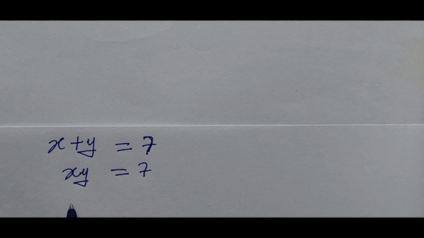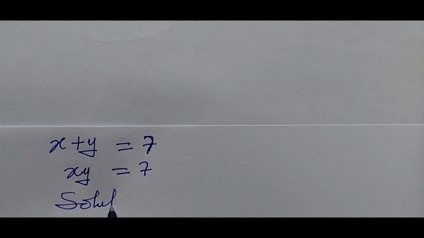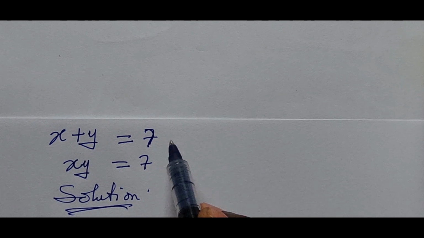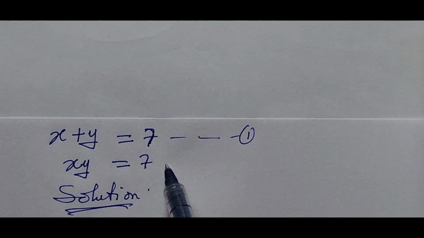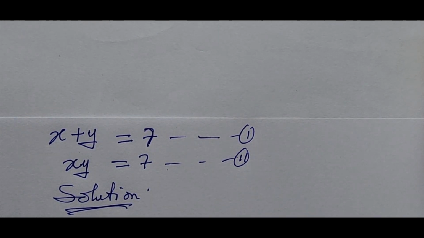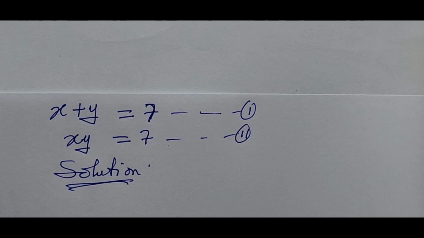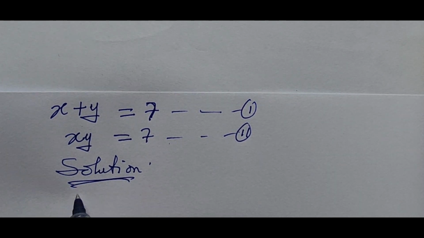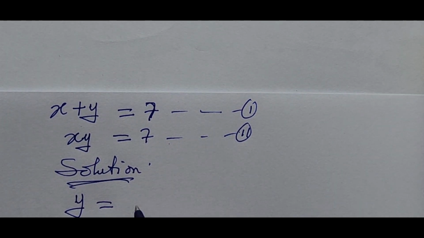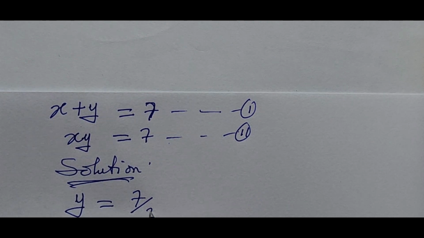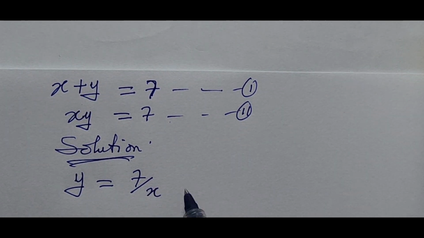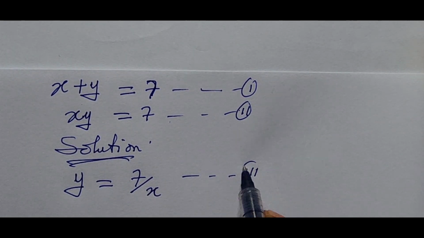And so we take our solution straightforward. Let's give this equation 1 and let's give this quickly equation 2. So we're going to look at equation 2. From equation 2, let's make y the subject of the formula. In other words, we have to divide through by x. And so this is going to give us y is equal to 7 all over x. So this is equation 3.